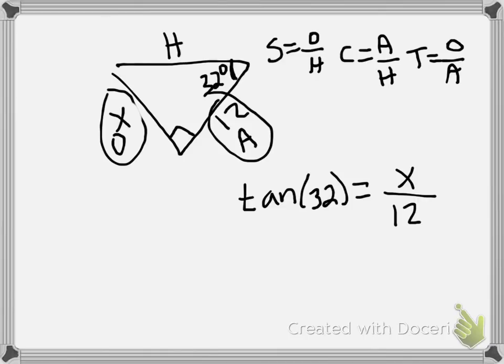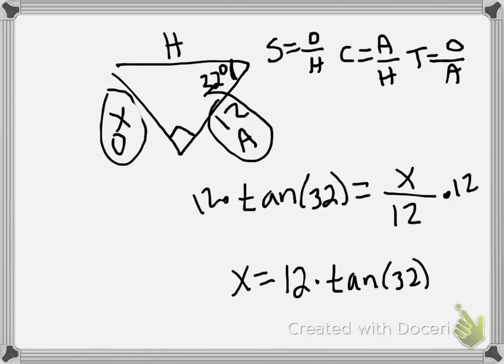Well, again, to get X by itself, I just have to multiply both sides by 12. So I get X equals 12 times the tangent of 32. So if I type that in my calculator, 12 times the tangent of 32, I get 7.498, which really is pretty darn close to 7.5.